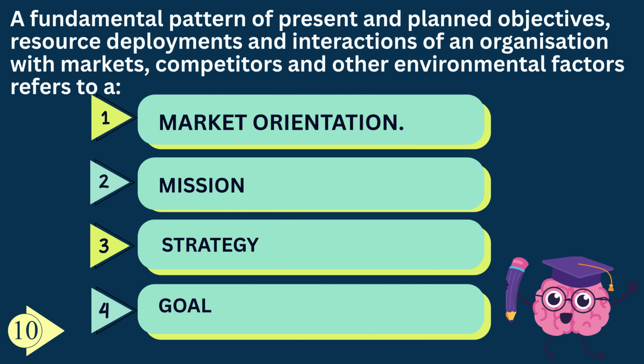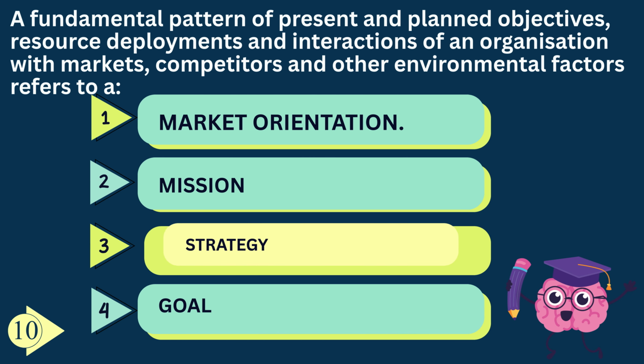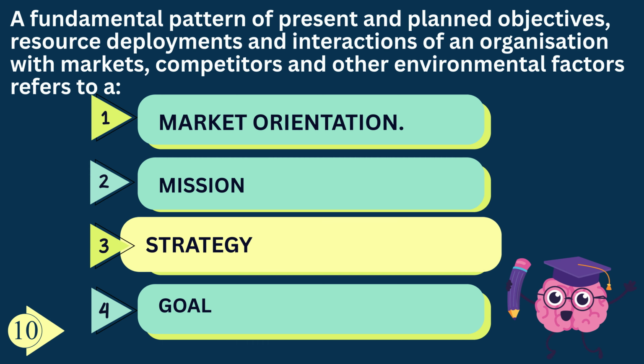A fundamental pattern of present and planned objectives, resource development, and interaction of an organization with markets, competitors, and other environmental factors refers to a: option 1, market orientation; option 2, mission; option 3, strategy; and option 4, goal. And the correct answer is option 3, strategy.